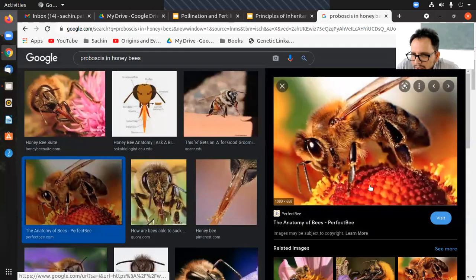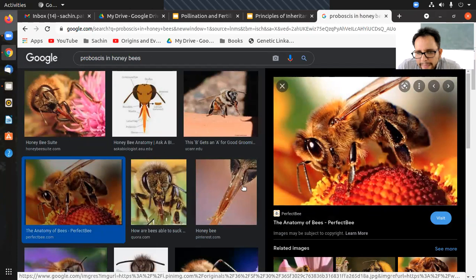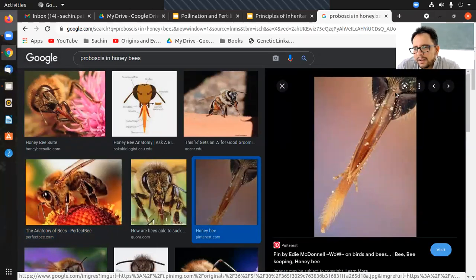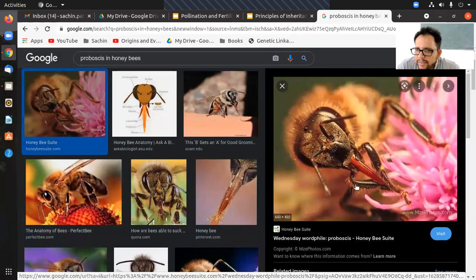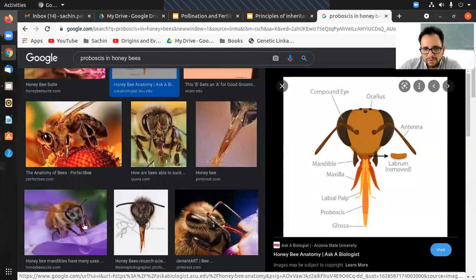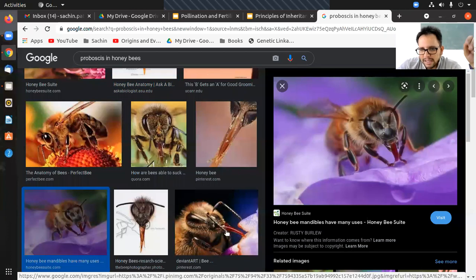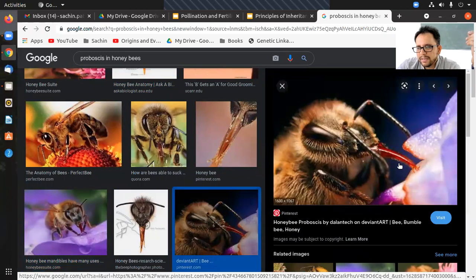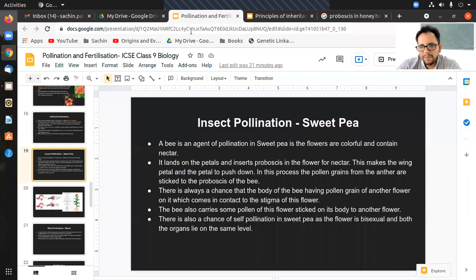Maybe this one. No, here it is not visible. This one. Yeah, this is the front portion of the honeybee, and here it is clearly visible as well. You can see this is the head portion, and this sting-like thing is coming out of its mouth. That's what is called the proboscis. In structure, this is how it looks. It is an extended tubular structure which goes inside the flower, and then it will suck out the nectar. So that is the proboscis in honeybees.